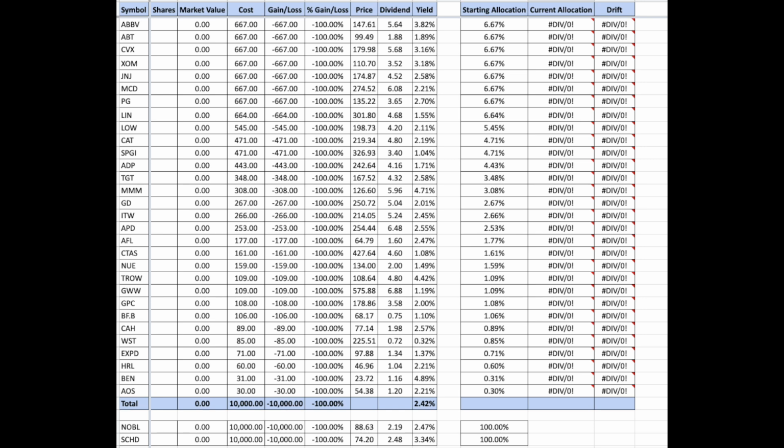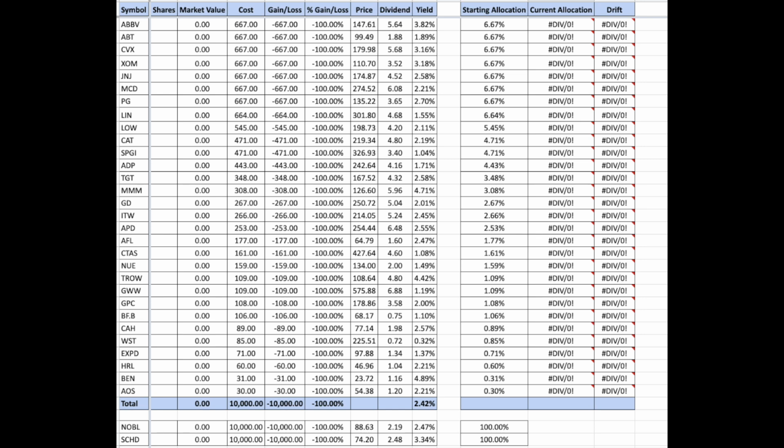There are 7 aristocrats that will have the maximum allocation of 6.67%. They are AbbVie, Abbott Labs, Chevron, ExxonMobil, Johnson & Johnson, McDonald's, and Procter & Gamble. The major difference between these two portfolios is the inclusion of McDonald's in my method, whereas the SCHD method has exposure to Pepsi and Coca-Cola instead.